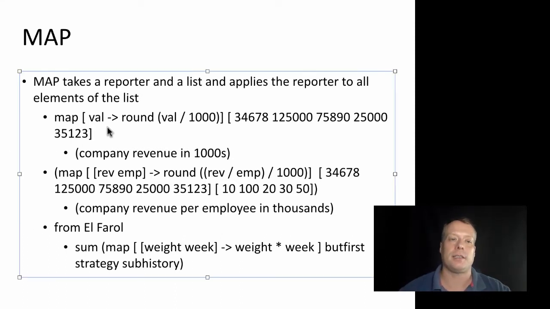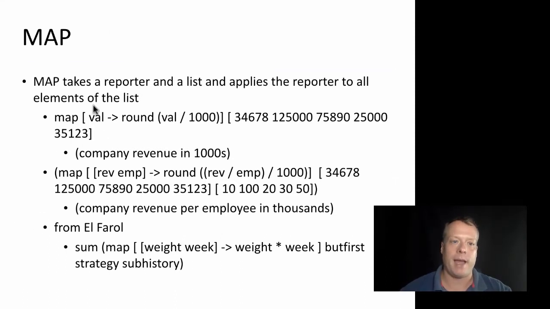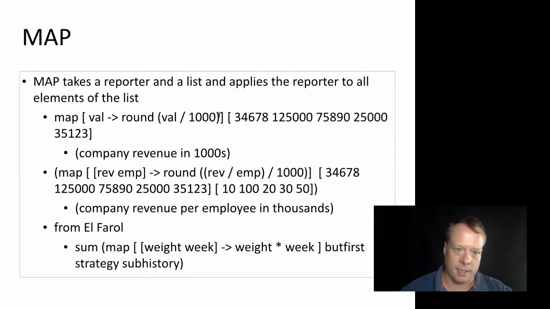And so, for instance, in this case, we're doing map, val, which is our anonymous procedure, round val divided by 1000, to this list, right? So this is the kind of reporter, which is this anonymous procedure we created, which takes a value, divides it by 1000, and rounds it, right? And we're going to apply it to this, and we're going to see what the results are. It's going to generate company revenue in the thousands. So for this list, it should generate 34, 12, 75. There might be 76, right?